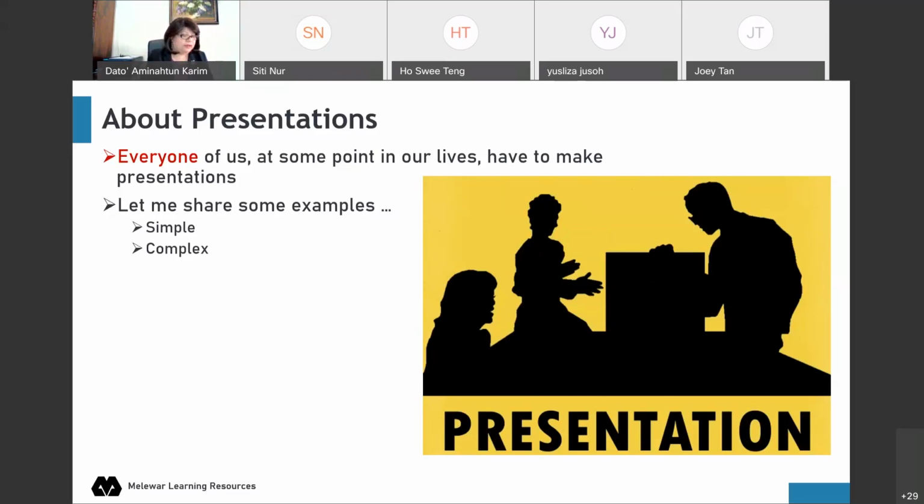Then, of course, you have the complex ones. I'm going to give you an example here. For instance, your boss wants you to sell a service, for instance, a property development, and you have to present to bankers. Why? What do you need to do? You need to convince them to give the company a loan to develop the property, right? This is a tough one, isn't it? It's a very complex one.